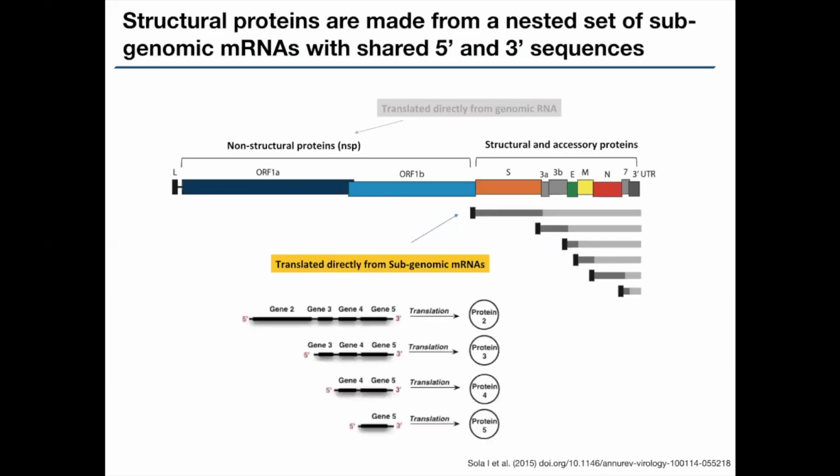So let's think about it this way, where if you are generating an RNA, for example, where in this case gene 2, which would represent the spike protein, for example, is at the 5' end.